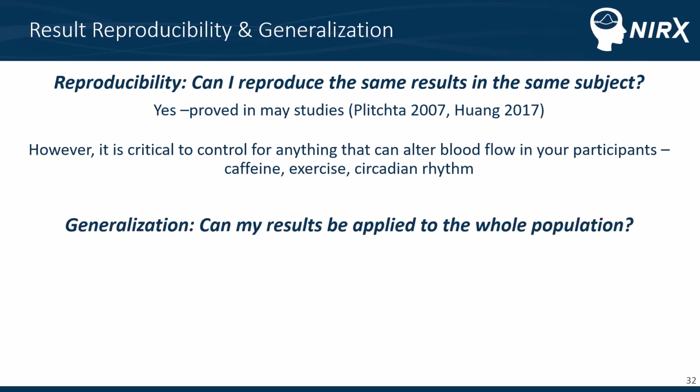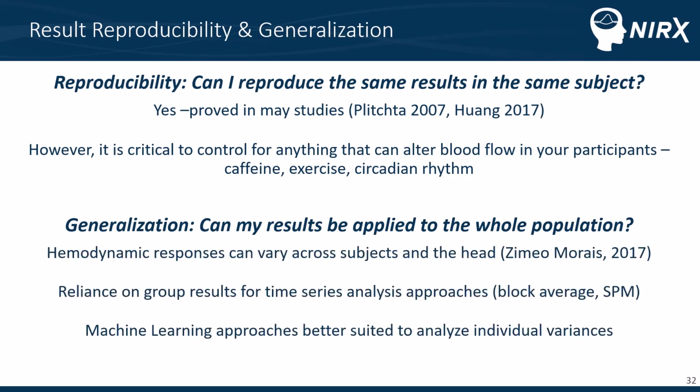Generalization: can my results be applied to the whole population? The important thing to keep in mind here is that hemodynamic responses can vary across subjects and across the head. So that time course that we saw earlier, you're not going to get that exact time course in each subject. Everyone's response is going to be somewhat different, not only between individuals, but within an individual, across their head. So there's more of a reliance on group results for time series analysis approaches like block averaging, SPM, and the GLM, whereas machine learning approaches are going to be better suited for analyzing individual variances. So whether or not your results can be applied to the whole population, it's important to keep some limitations of the fNIRS signal in mind, as well as how you're going to analyze your results.